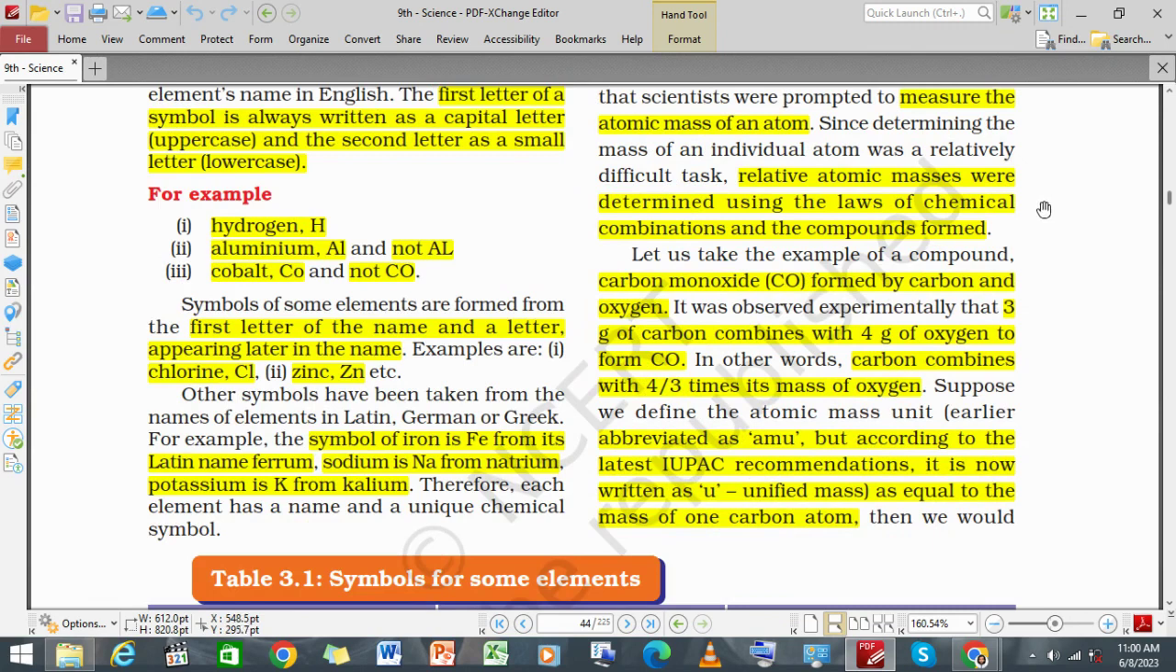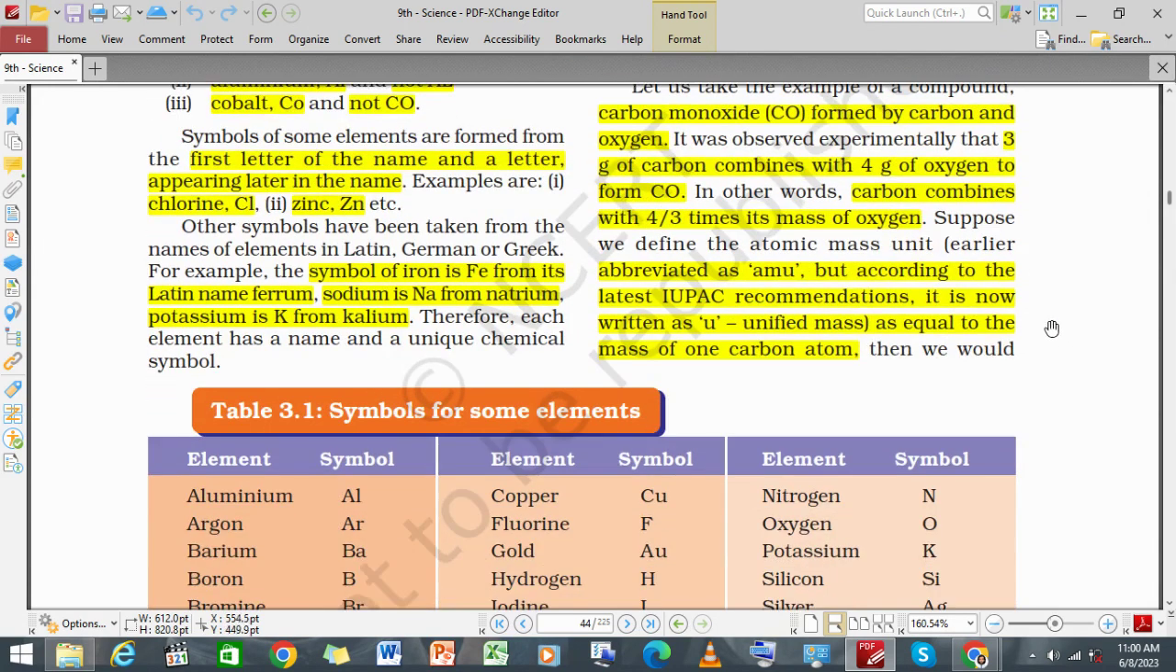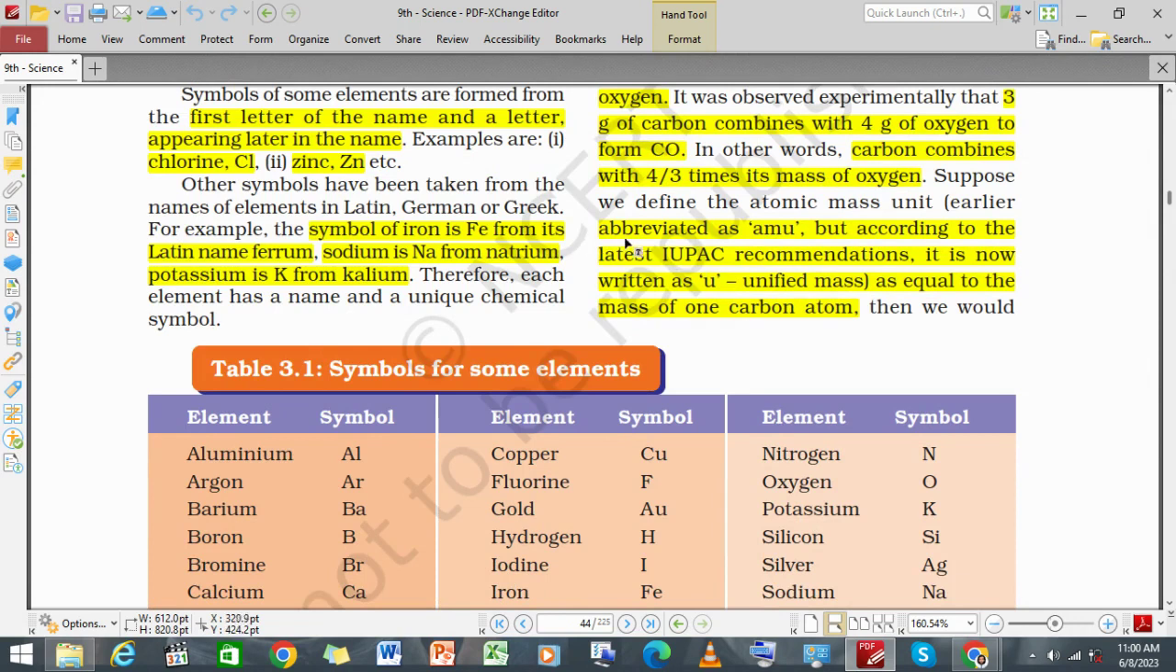Relative atomic masses were determined using the laws of chemical combination and the compounds formed. All right. Carbon monoxide, that is CO, is formed by carbon and oxygen, where 3 grams of carbon combine with 4 grams of oxygen to form carbon monoxide, that is CO, and carbon combines with 4/3 times its mass of oxygen. Now, the atomic mass unit was earlier abbreviated as amu, but later IUPAC recommended that instead of using amu, let's call it u.